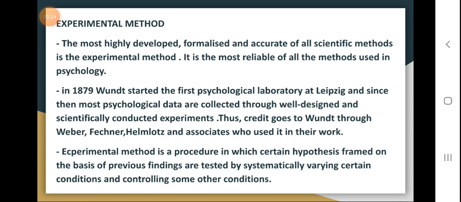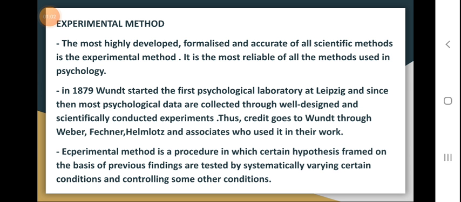The most highly developed, formalized, and accurate of all scientific methods is the experimental method. It is the most reliable of all the methods used in psychology. In 1879, Wundt started the first psychological laboratory at Leipzig, and since then, most psychological data are collected through well designed and scientifically conducted experiments. Thus, credit goes to Wundt through Weber, Fechner, Helmholtz, and associates who used it in their work.